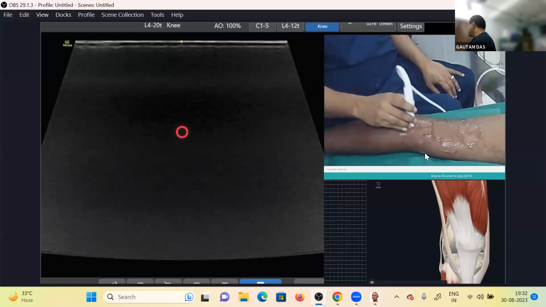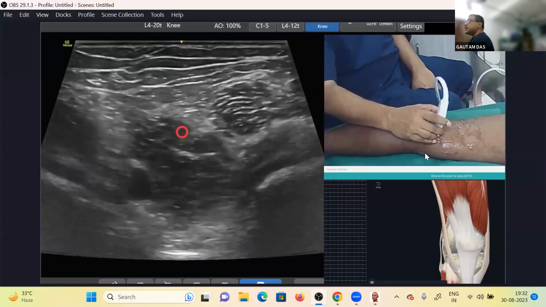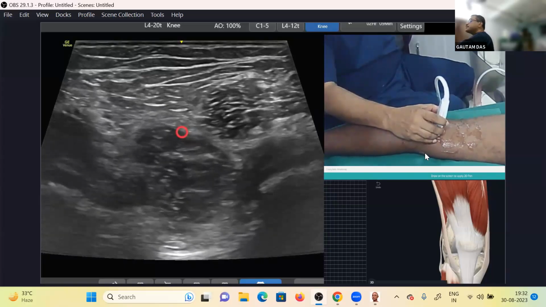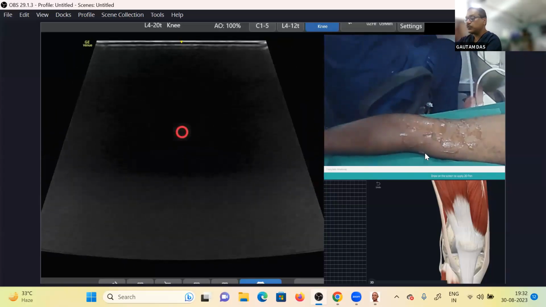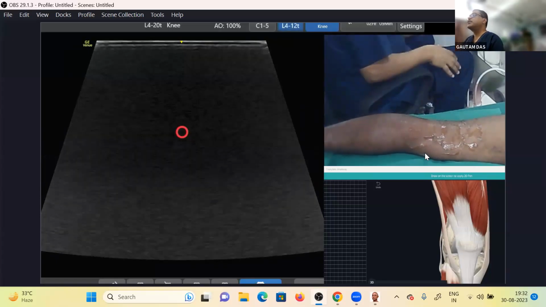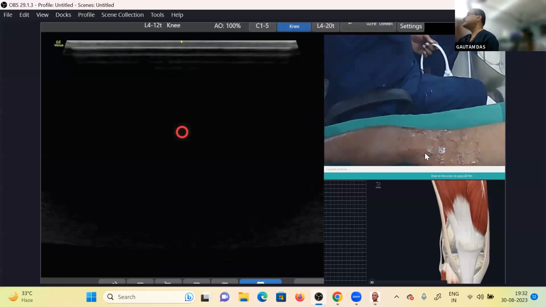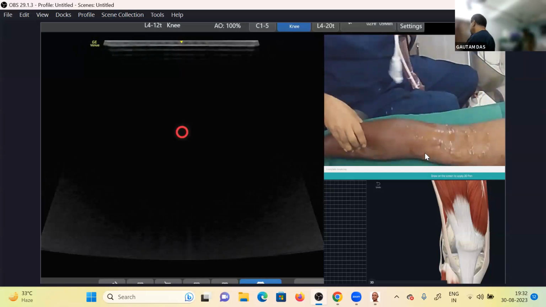Okay, now one thing is left, that is your posterior cruciate ligament. So for that, I have to increase the depth further. I'll be changing the probe also, because this probe is a very high frequency probe. I'll be going to the 12 megahertz probe, which I'll be able to show you better. Okay, so see what I'm doing first.